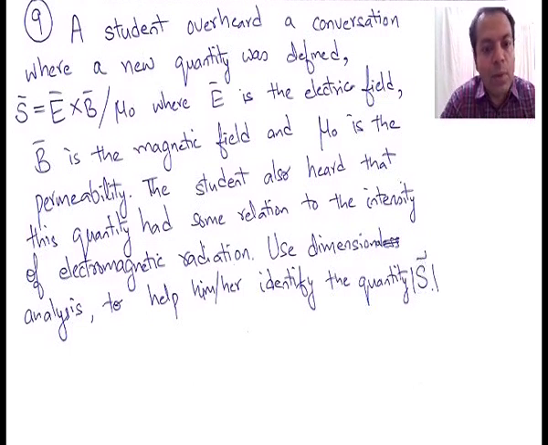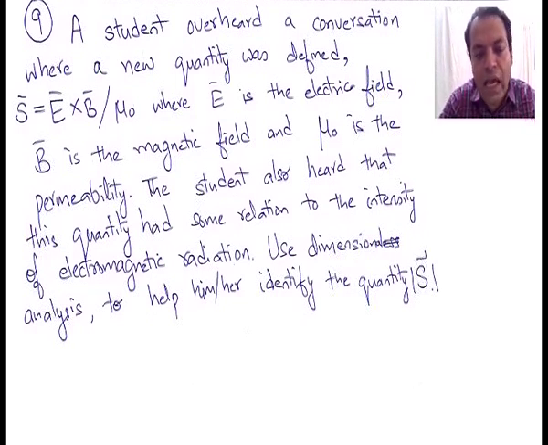The question says a student overheard a conversation in an advanced classroom where a new quantity was being defined. This quantity he heard was S. The vector S is E cross B upon mu naught, where E is the electric field, B is the magnetic field, and mu naught is the permeability. The student also heard that this quantity had some relation to the intensity of electromagnetic radiation.